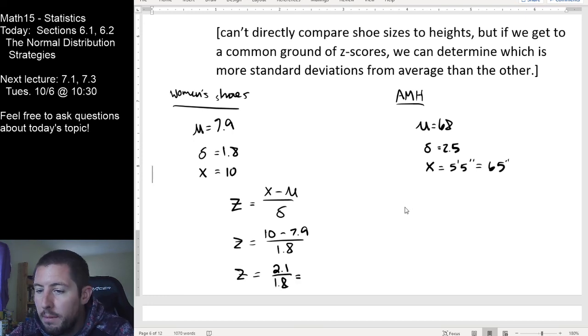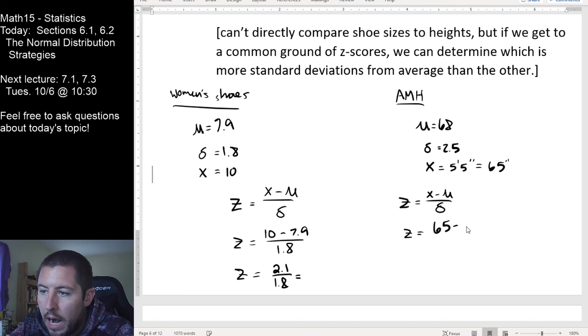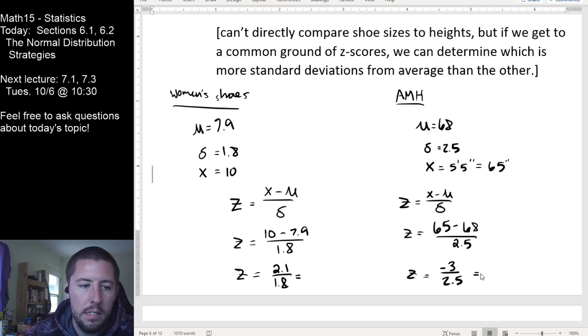Similarly over here, I'm going to set up my exact same computation, x minus mu over sigma. In this case, our observed value is 65 minus our average value, which was 68, and that is out of a standard deviation of 2.5 inches. I can see in this case that this person is 3 inches below average, but that's out of 2.5 as a standard deviation. So now we go to our calculator and see which one of these has a more extreme z-score.